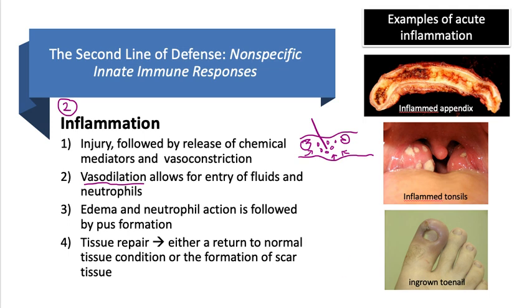So I've got a fun definition for you. Pus is a combination of white blood cells, bacteria, and gross phagocytic debris, which means after the neutrophils do their thing, the phagocytic debris is the digested components of that bacteria that have been expelled.